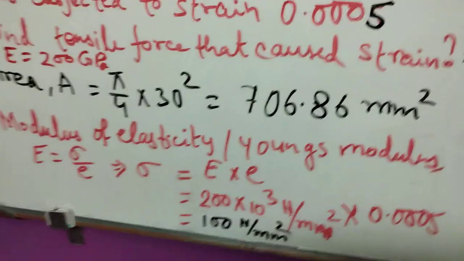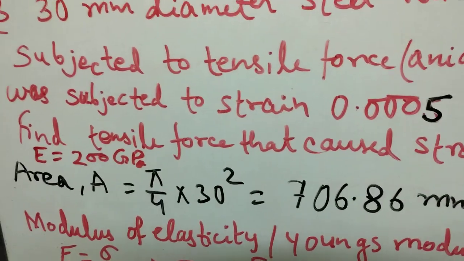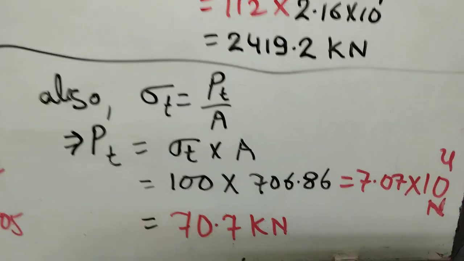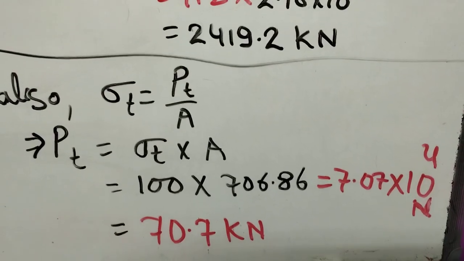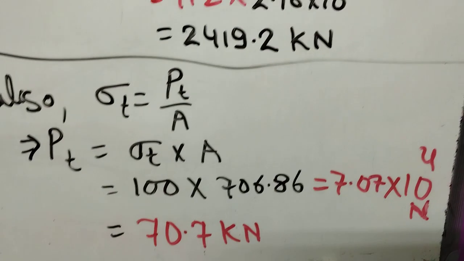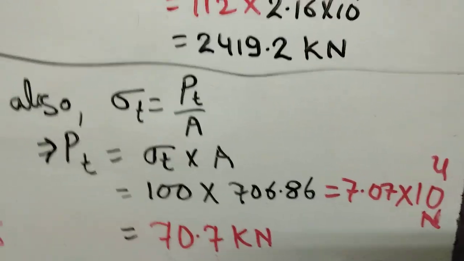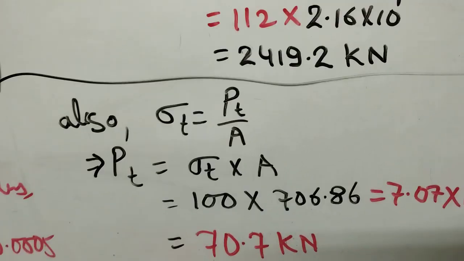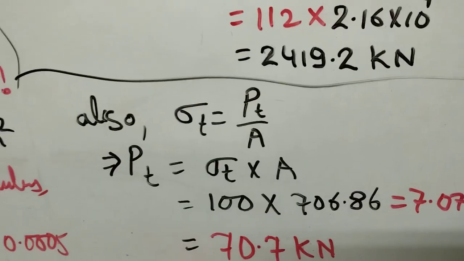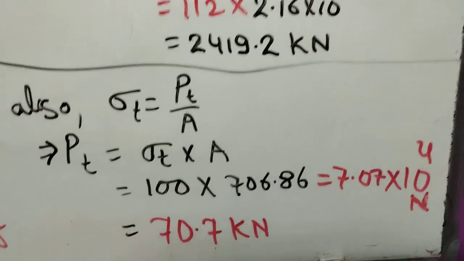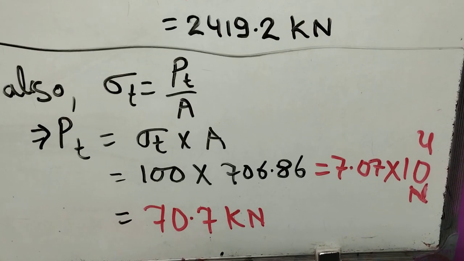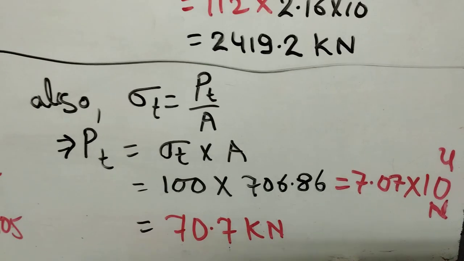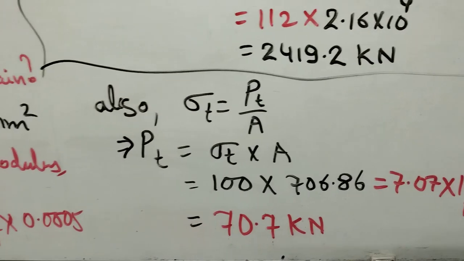The question says to find out the tensile force caused by the strain. Therefore, tensile force, denoted by PT, this is the load, is the tensile stress sigma T into A. In some books, the tensile stress is denoted by FT. Here FT is the allowable stress we have taken. Now sigma T equal to 100 into area 706.86. Ultimately we get the result of 70.7 kN.